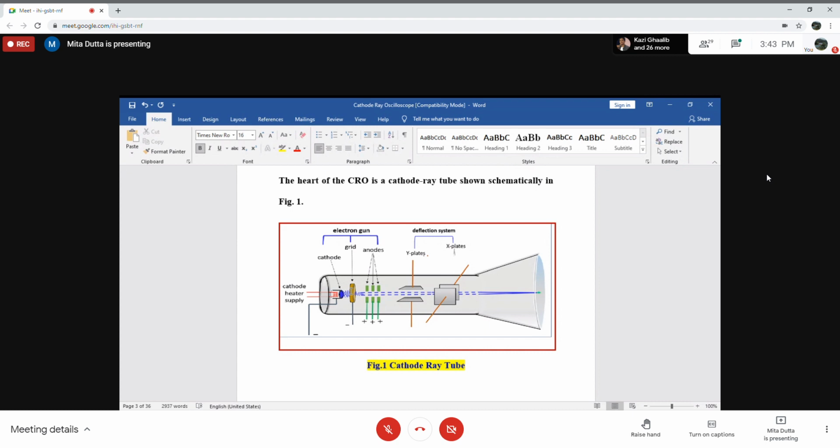Yes, ma'am. In the second semester, we have a lab. You are now in second year, second semester. How could you perform the lab? In first year, first semester, you have done a lab on CRO. No, ma'am.